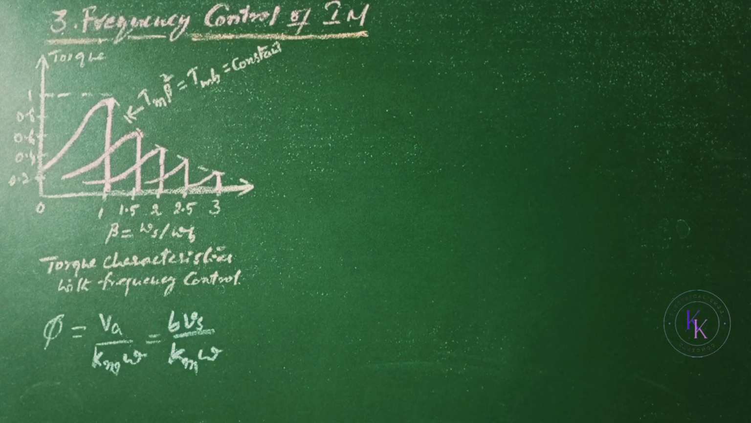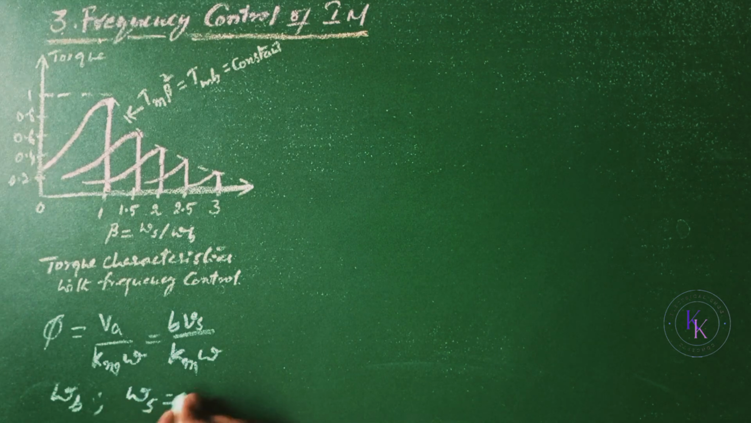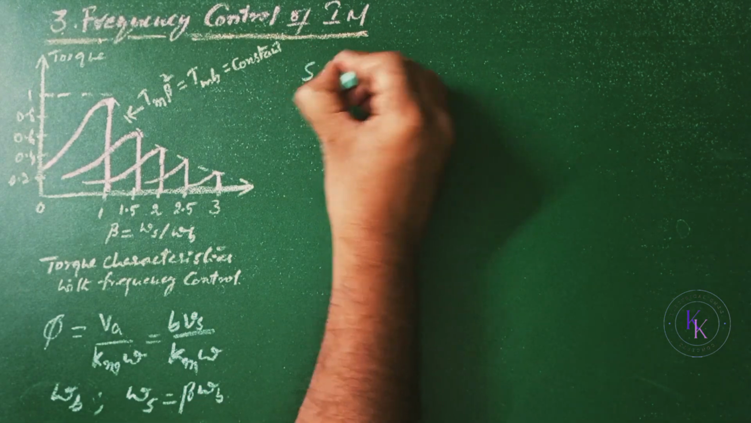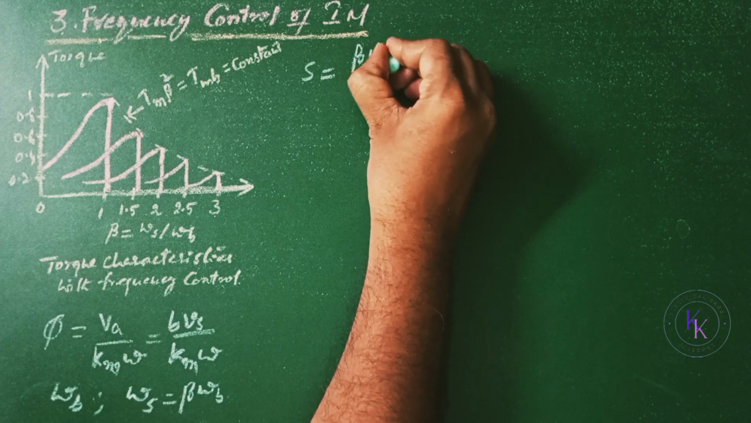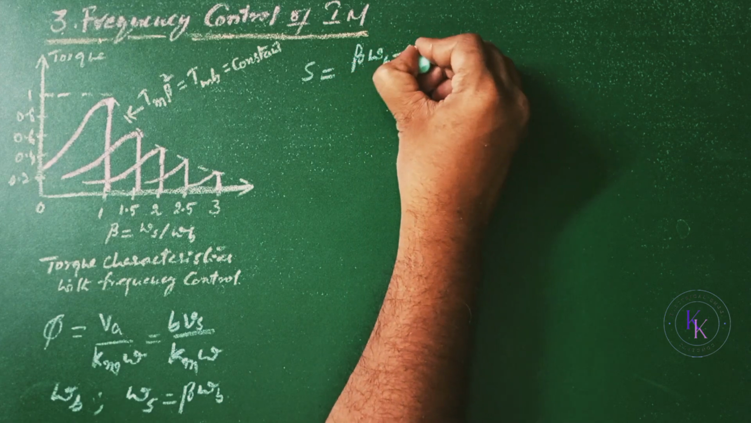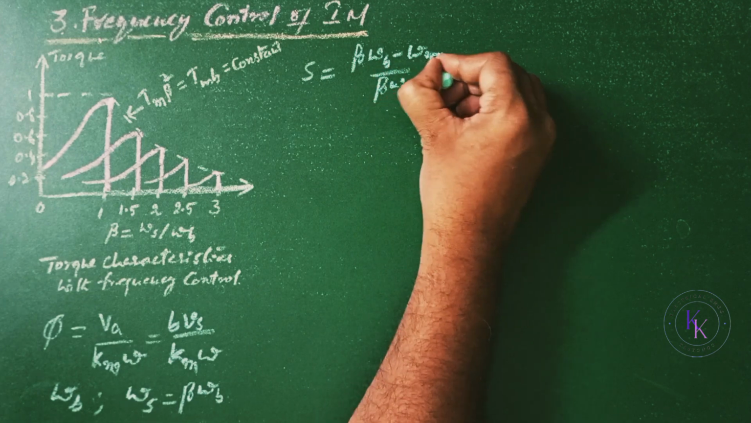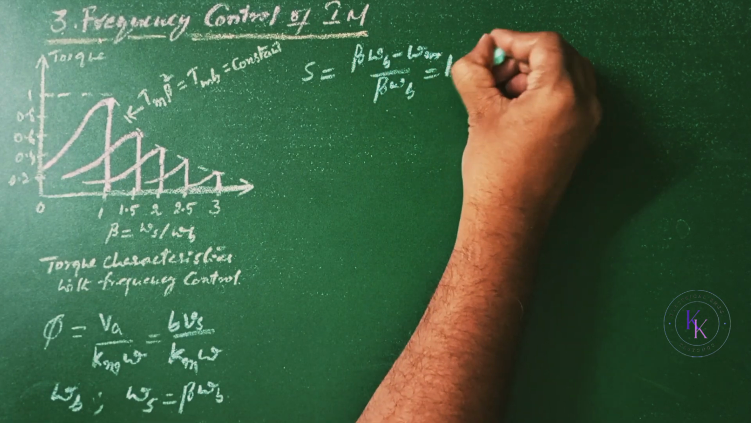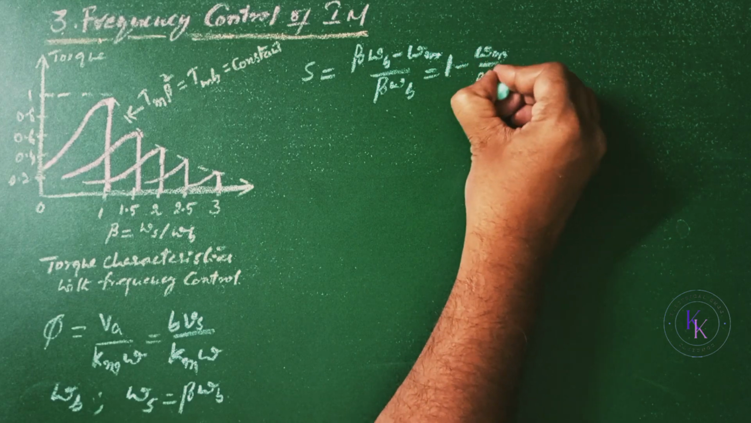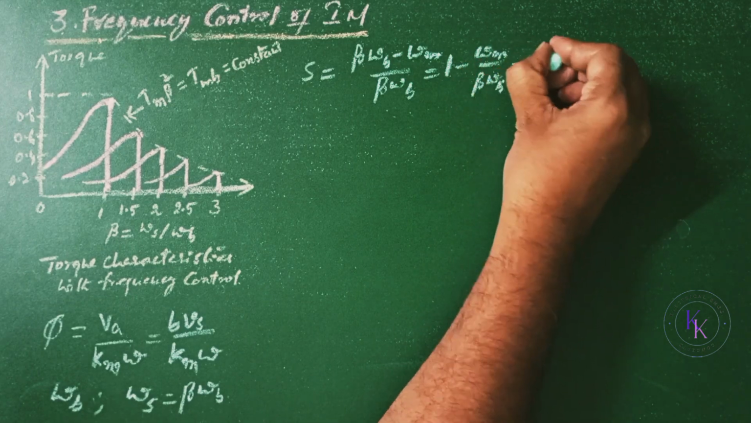If the synchronous speed corresponding to rated frequency is called the base speed, that is omega b, the synchronous speed at any other frequency will now become omega s equals beta omega b, and the slip s equals (beta omega b minus omega m) divided by beta omega b, which equals 1 minus omega m by beta omega b. That is equation number 56.